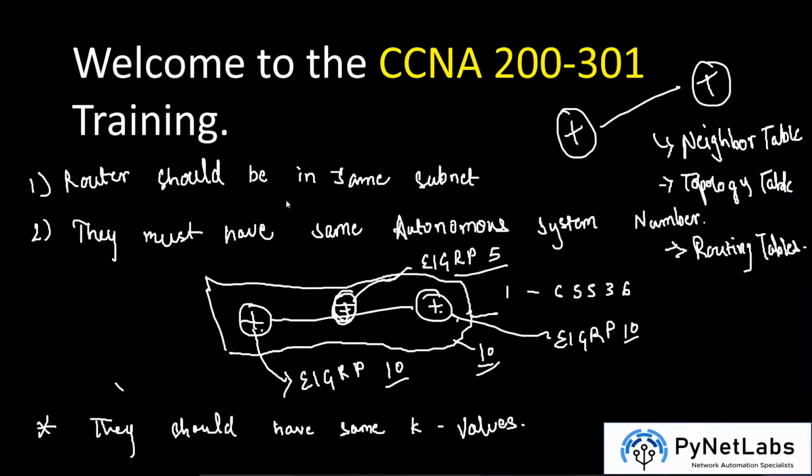Let me know if the characteristics are clear to you so far, and what the requirements are to make neighborship possible. We will learn about K values. There are 5 different values, so we will learn about that. So let's move ahead and learn what the contents of these tables are.